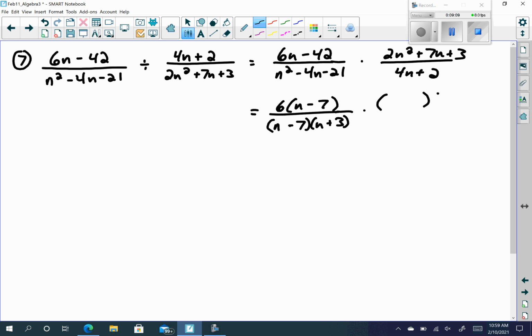There's no GCF in my second numerator. Factor 2n squared into 2n and n. How about we use a 3 over here and a 1, because that'll give me a 6n plus 1n. Everything's positive. And then 4n plus 2, I could factor a 2 out, and we're left with 2n plus 1. So what's going to cross out? n minus 7's, n plus 3's, 2n plus 1's, and I'm left with 6 over 2, which is 3.